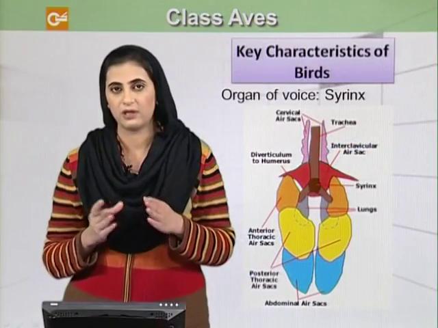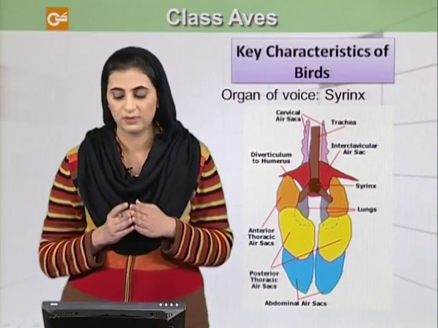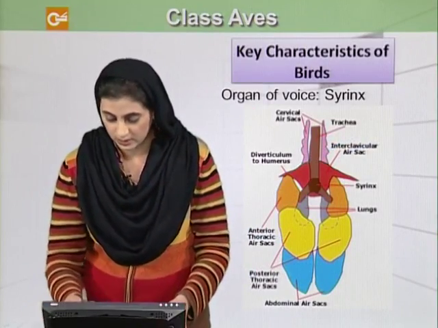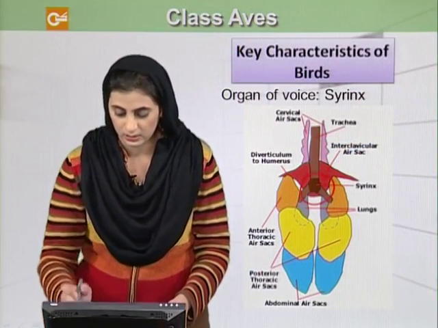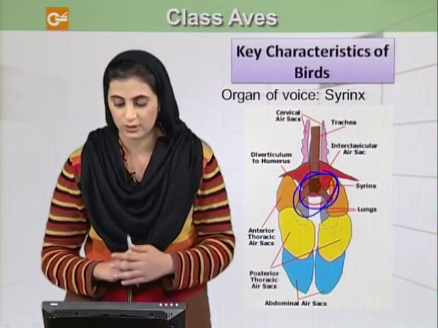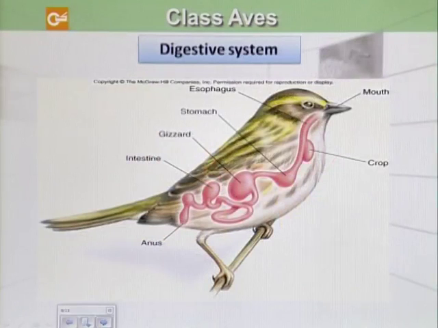And then they have evolved the organ of voice which is called the syrinx. You can see here the presence of the syrinx, which is the organ of voice. And about their digestive system, they have various parts like the esophagus, then they have a crop, and then they have the stomach, gizzard, intestine, and the anal pore.